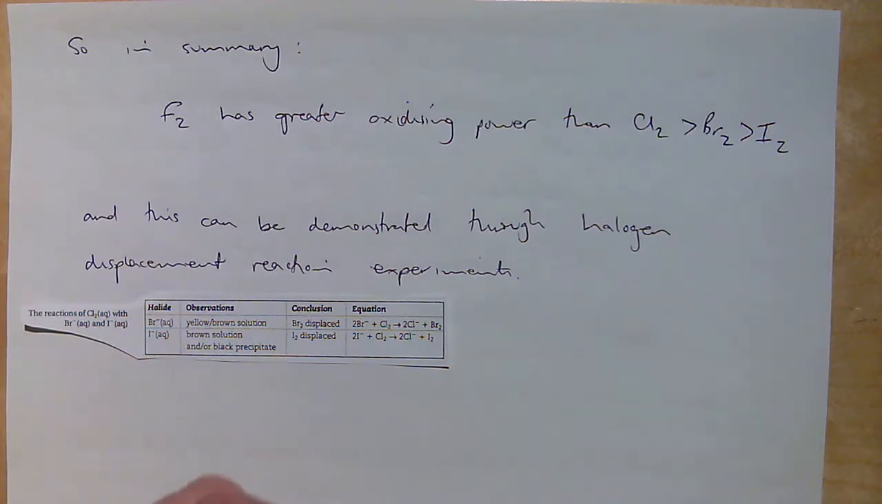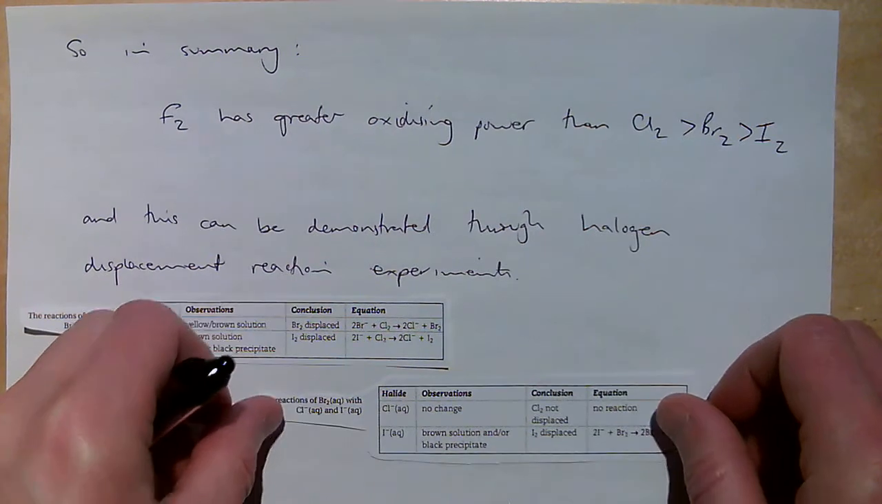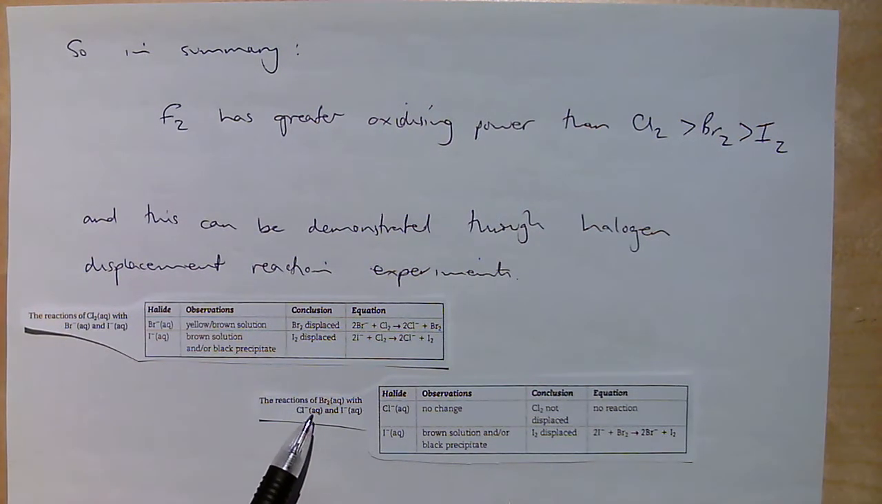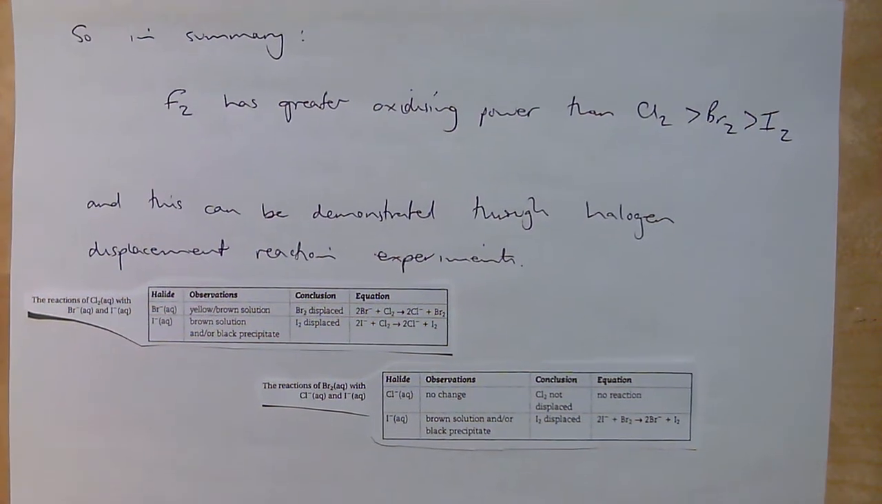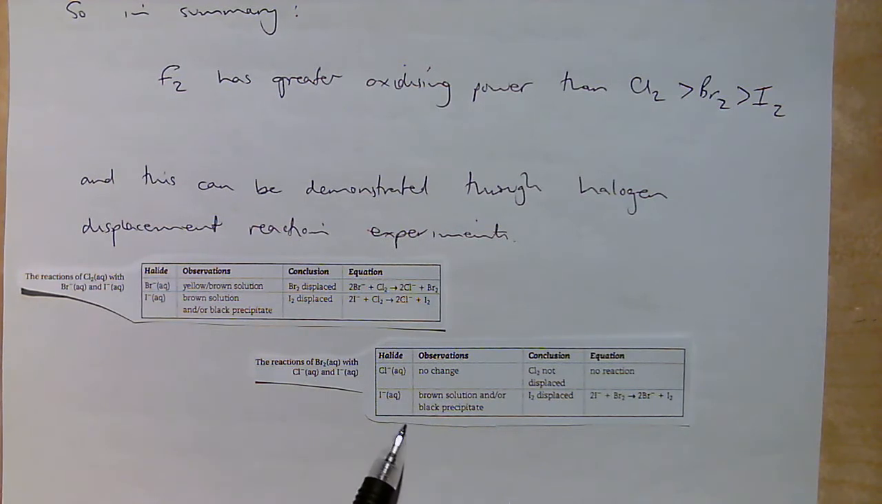Okay, the next one here. Okay, so now I'm reacting Br2 with Cl- and I-. Well, Br2 is less strongly oxidizing than Cl2, so it doesn't displace it, so there's no change in that reaction there. Okay, but Br2 is more reactive, i.e. a stronger oxidizing agent than iodine, so it does displace the I- from an iodide salt. Okay, so Br2 plus 2I- makes 2Br- plus I2. The I2 forms a brown solution.